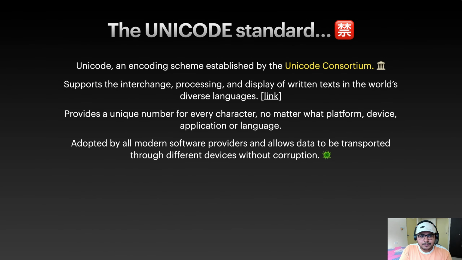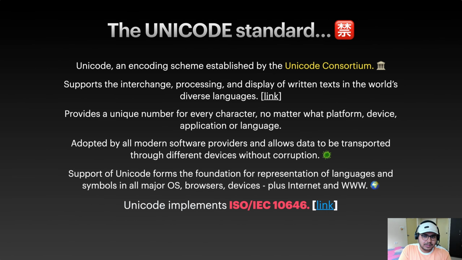The Unicode standard provides a unique number for every character, no matter what platform, device, application, or language you are using. It has been adopted by all modern software providers and now allows data to be transported through many different platforms, devices, and applications without corruption. Support of Unicode laid the foundation for the representation of different languages and symbols like Hindi, Telugu, Tamil, French, Italian, etc. in all major operating systems, search engines, browsers, laptops, and smartphones, including the internet and World Wide Web.